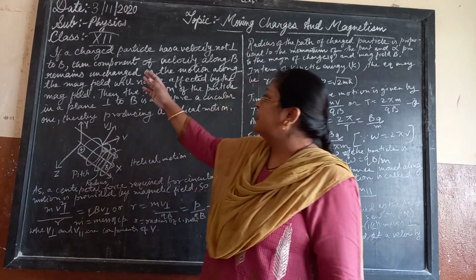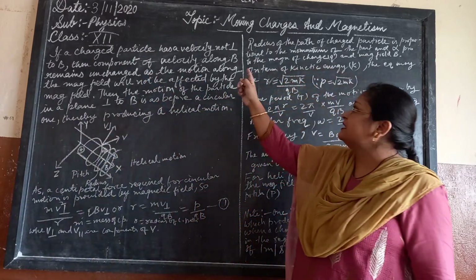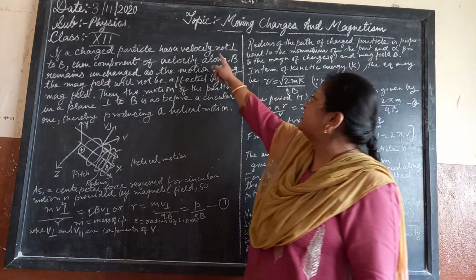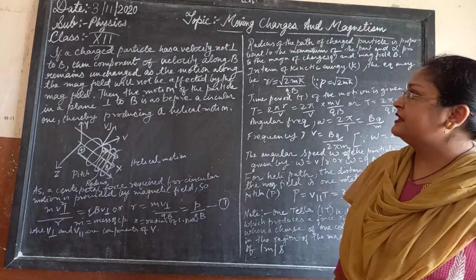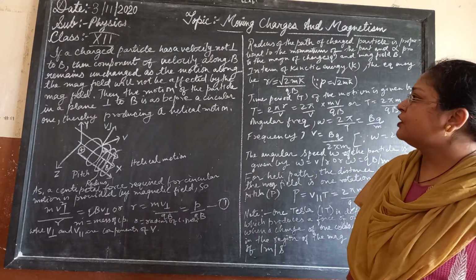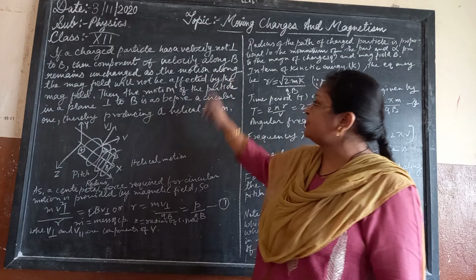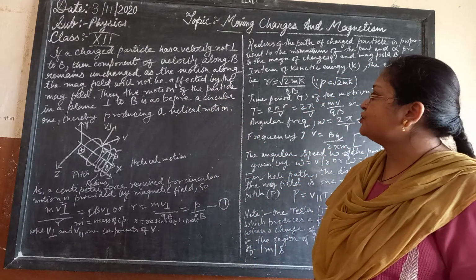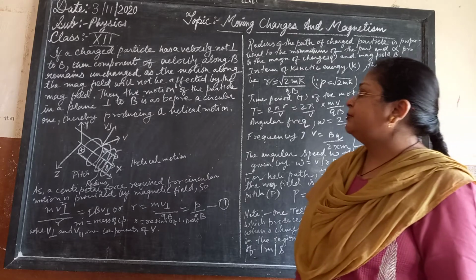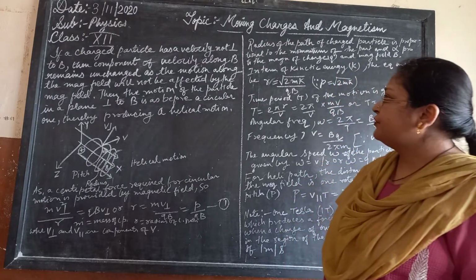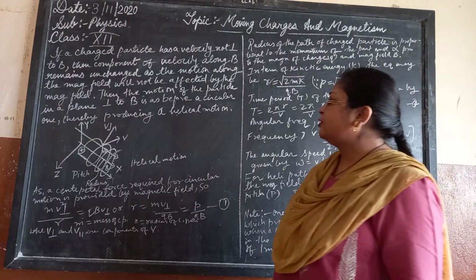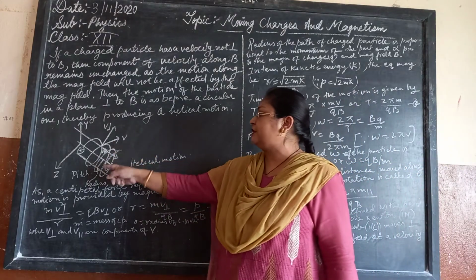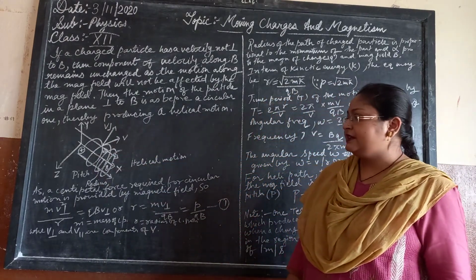Now, if a charged particle has a velocity not perpendicular to B, then the component of the velocity along B remains unchanged, as motion along the magnetic field will not be affected by the magnetic field. The motion of the particle in a plane perpendicular to B is, as before, a circular one, hereby producing a helical motion. So there will be a continuous movement in this path, and this is the helical motion itself.